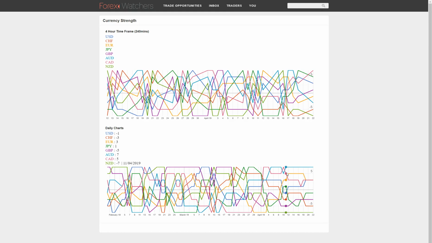One is Aussie USD, which means in this case on the 11th of April, which is the date I've selected, Australian dollar is very strong, USD is neutral. So Aussie USD for a buy. And the other example is pound Aussie, pound very weak, Australian dollar very strong. So that is pound Aussie for a sell. But I'll start with Aussie USD.